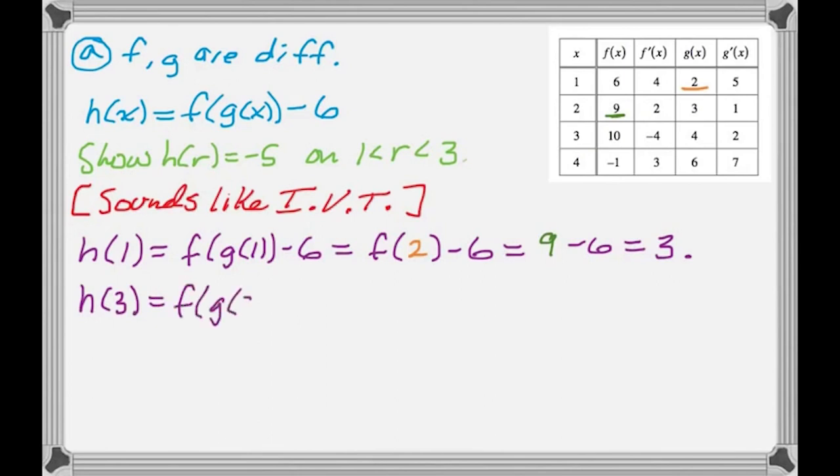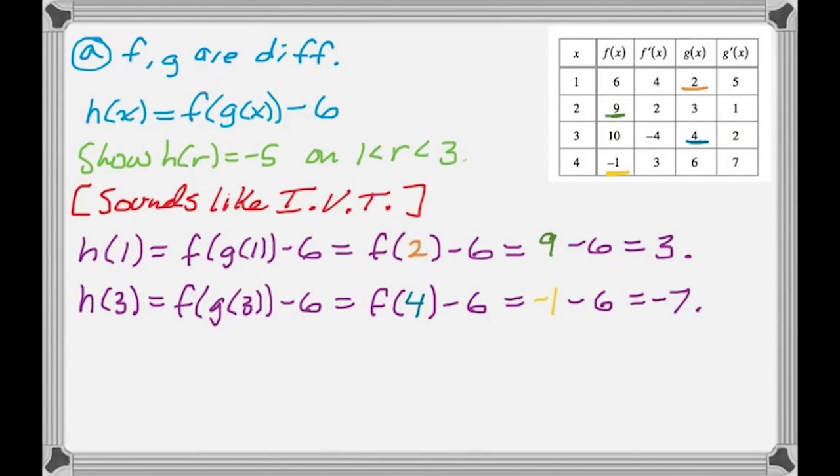That's going to be f of g of 3 and then minus 6, which is f of, look up g of 3 in the table, and it's 4. So f of 4, then minus 6, and then look up f of 4 in the table, it's negative 1. So negative 1 minus 6 is negative 7. So negative 7 is less than negative 5, and 3 is greater than negative 5.